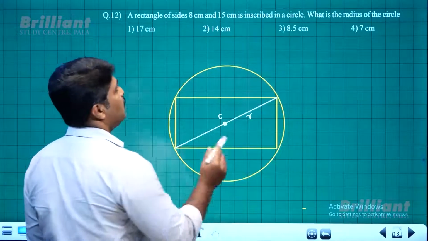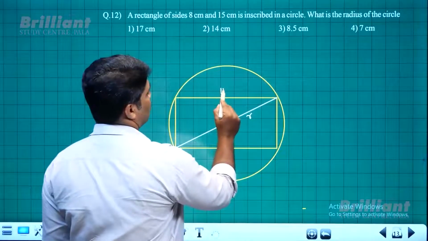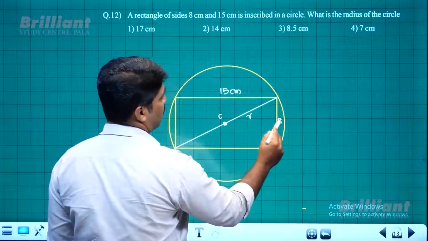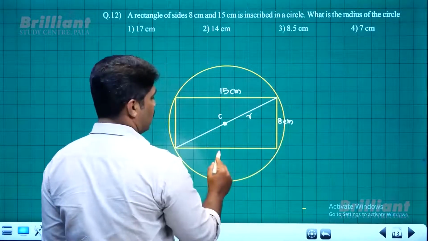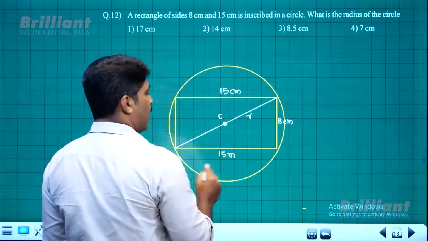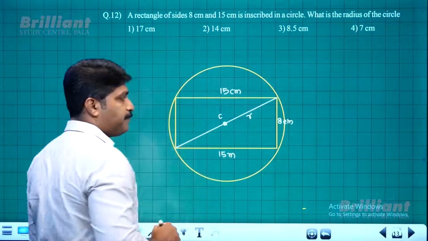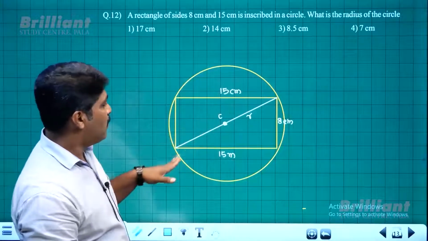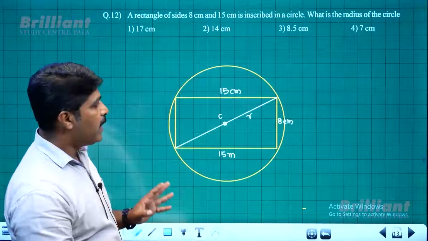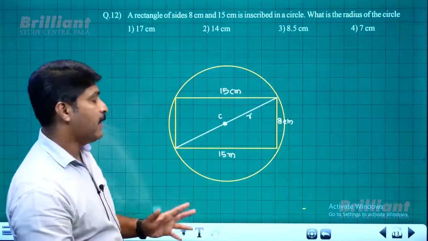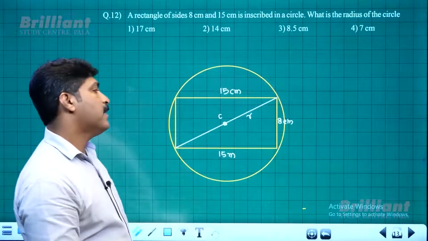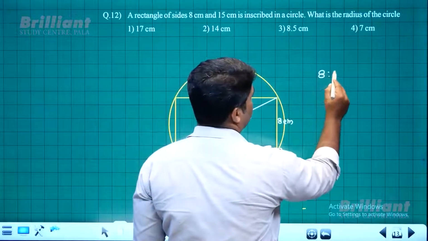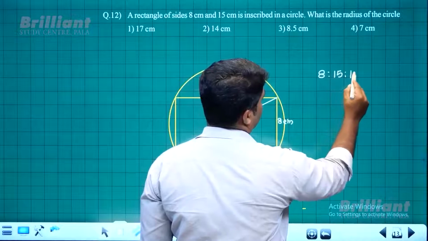So here the measures: this longer side is 15 centimeter, the shorter side is 8 centimeter. So this is 15. Consider this right triangle. So what is the third side, or this diagonal? There you can apply the Pythagoras theorem, or as per the Pythagorean triplet, we know that there is an important Pythagorean triplet, that is 8, 15, 17.